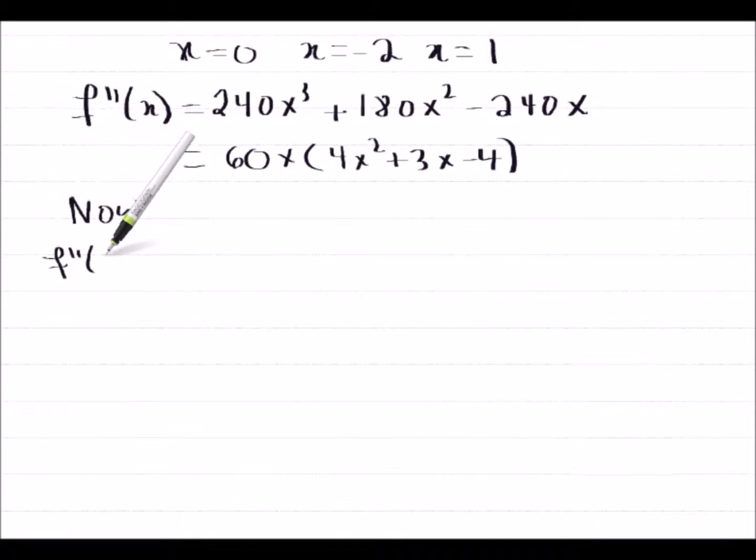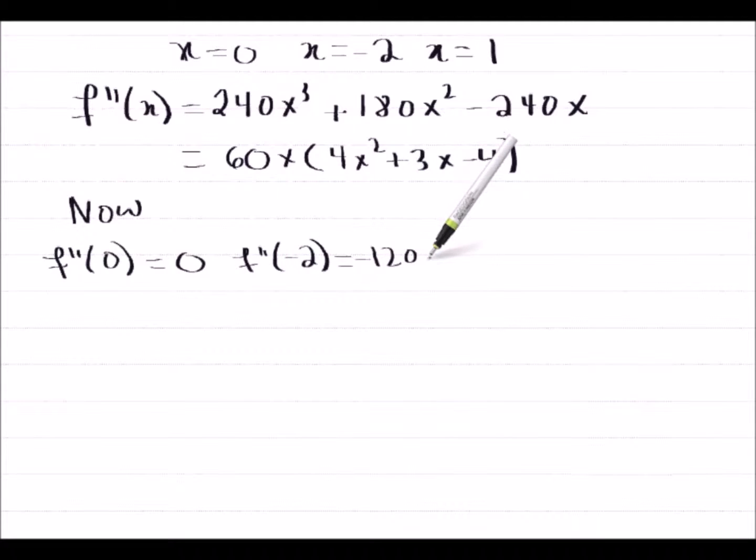Now, f prime prime of 0, if I plug in 0 here, it's 60 times 0 times minus 4, but that's going to be 0. f prime prime of minus 2. That's 60 times minus 2, minus 120, times what? 4 times minus 2 squared, so that's 4 times 4, 16, minus 6 minus 4. I don't need to evaluate this really. All I need to know is whether it's positive or negative. So this is a negative number and this is a positive number. So overall it's negative.